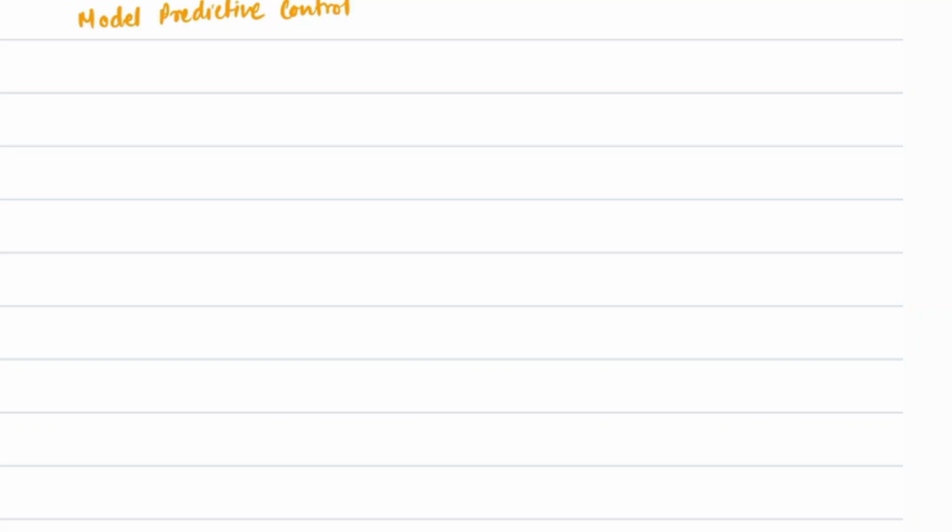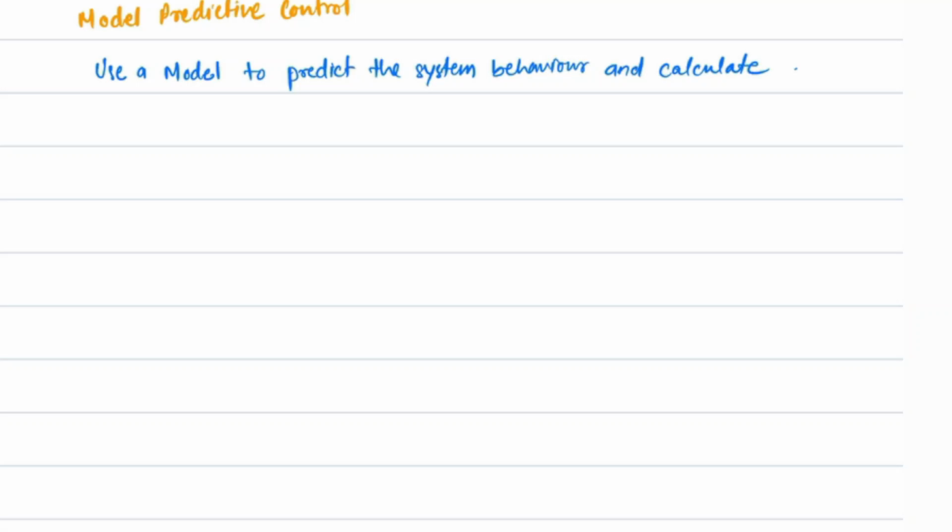So the idea of MPC is simple. We use a model to predict the system behavior and calculate a control input so that the desired output is obtained.